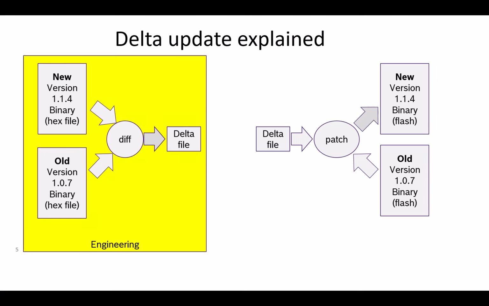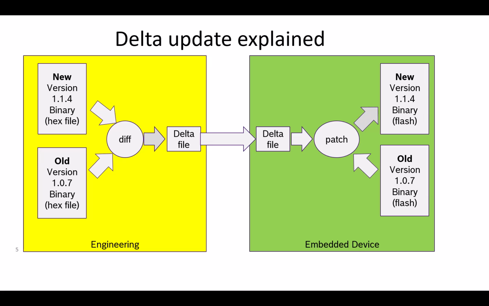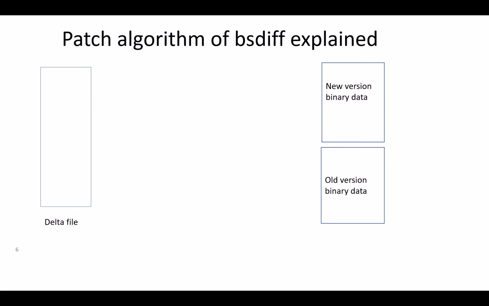Obviously the left part is done in engineering. When you have a new version, you create a diff to the old version or versions. There's probably more than one out there. And the patching has to be done in the embedded device. Okay, I was taking a look into the BSDiff algorithm and I didn't care about creating the diff. I only cared about the patch algorithm, because for creating the diff I can directly use BSDiff.